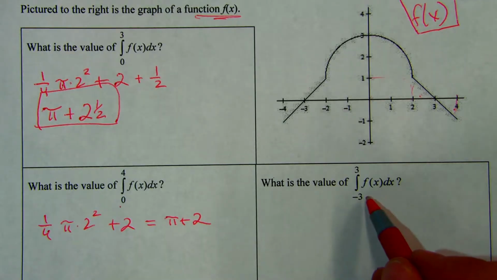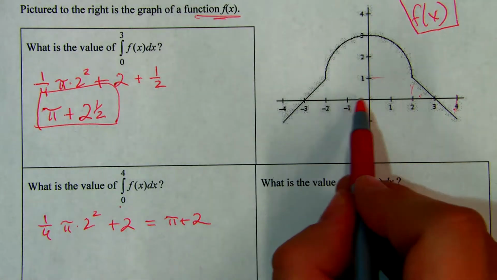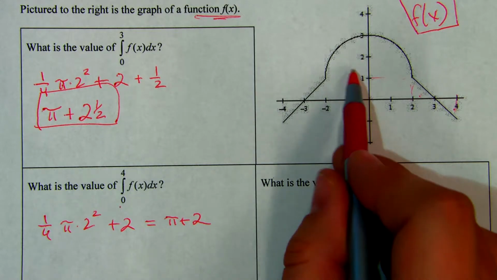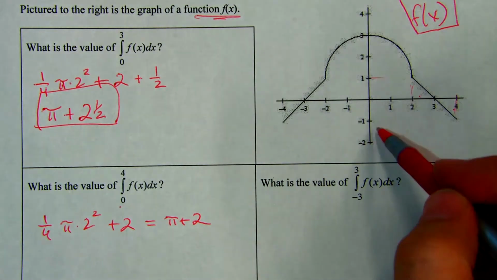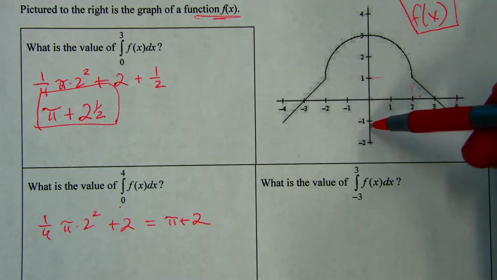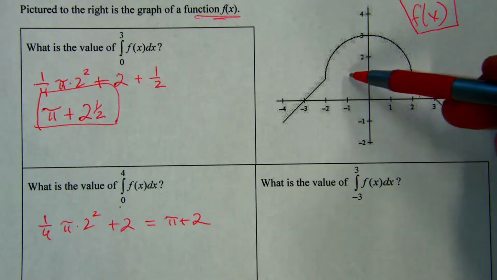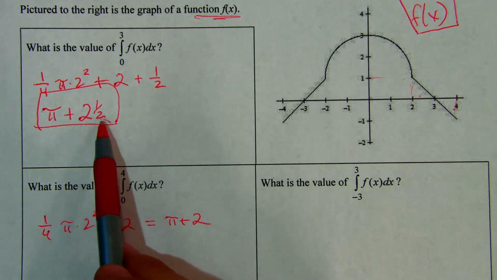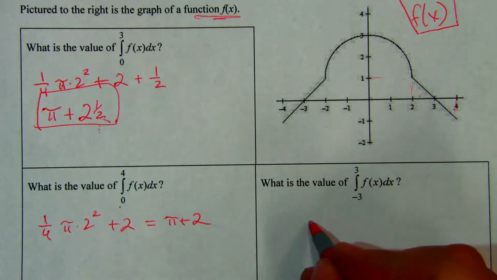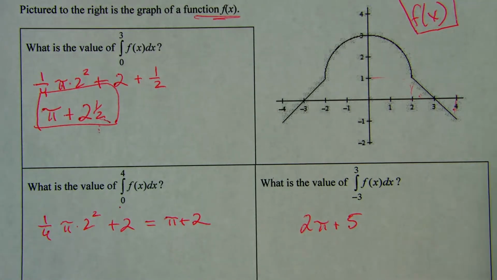If I look at the next one, the integral from -3 to 3 of f of x dx, well, now I could go through and count all this area. But what do I remember about this? It is an even function. It's symmetrical with respect to the y-axis here. That tells me that this side on the right is equal to this side on the left, which means the whole thing is just twice this side on the right. Well, I already figured out this side on the right is pi plus 2.5. So this is going to equal 2 pi plus 5. I don't have to do any work there.